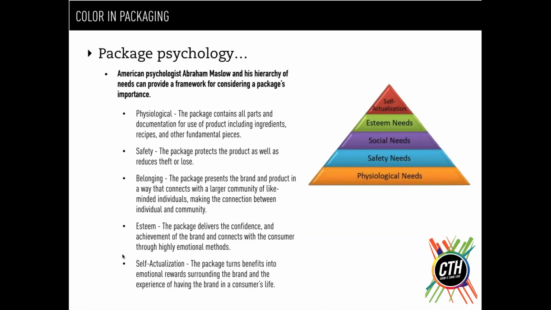If you think about packaging almost like a person, this is Maslow's hierarchy of needs. So this is what people need to live. So first you need food and water and air. You need to feel safe. You need to feel you're part of a group. You need to feel like you're a valued member of that group. And then self-actualization is kind of where it all comes together.